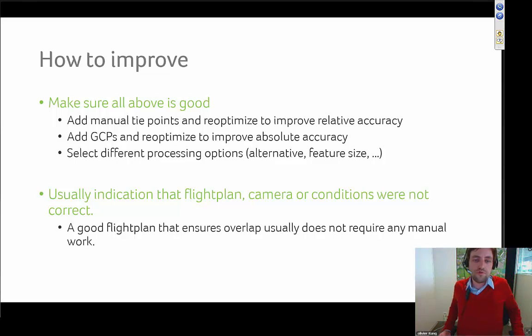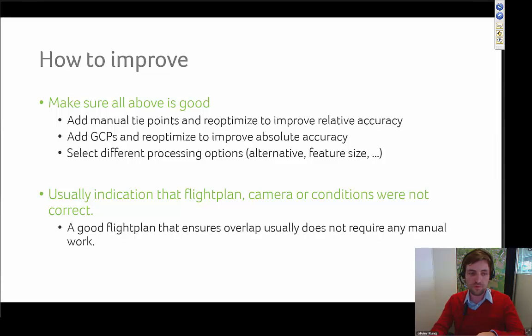Okay, so to summarize, how to improve when you detect that something goes wrong. Usually you first have to check that all the points we mentioned above are good. That's the GCPs are correctly clicked, that the images have good content and everything like that. As I just mentioned, the best way to improve is by adding manual type points and to re-optimize to improve the relative accuracy. If you need to improve the absolute accuracy, then we usually recommend to add not only manual type points, but ground control points. This is the one that's going to help you improve your absolute accuracy.